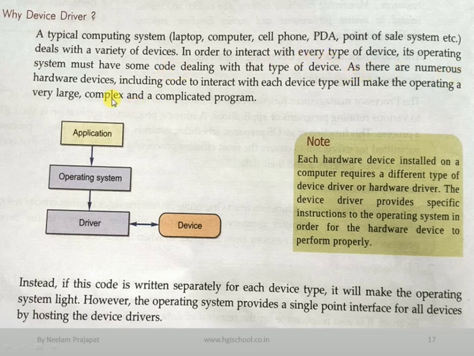Now, as there are numerous hardware devices, you know very well there are so many hardware devices available these days. Earlier wired speakers were there, nowadays wireless speakers are there, then wired keyboards were there, now wireless keyboards are there, wireless mouse is there. Then we need to install all these, so we need some code to interact with each device type. This will make the operating system a very large, complex and complicated program. Got it? If there are so many devices and a lot of code, then it will make the operating system a very large, complex and complicated program.